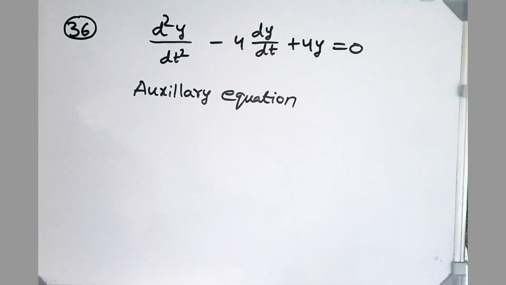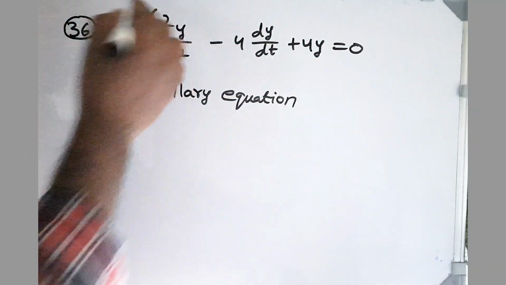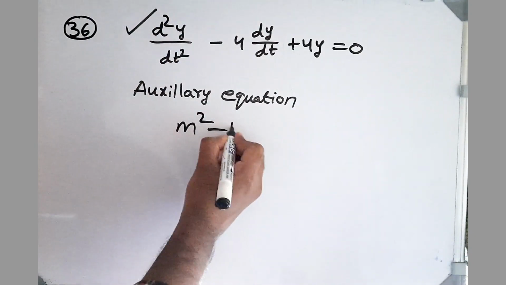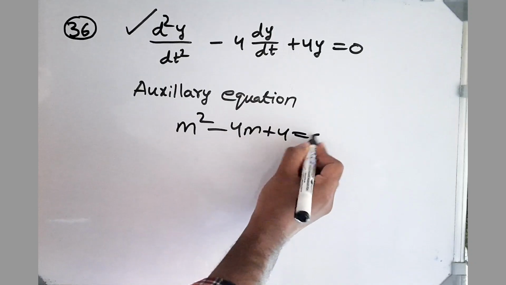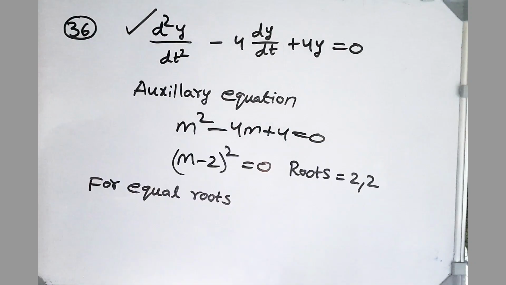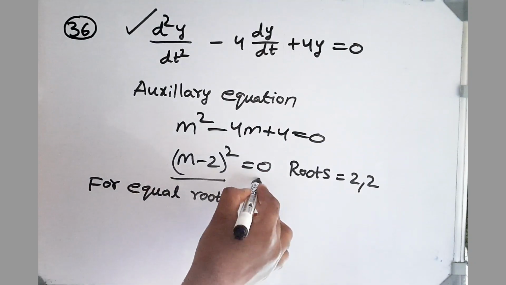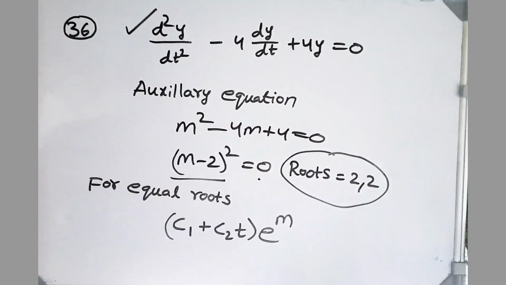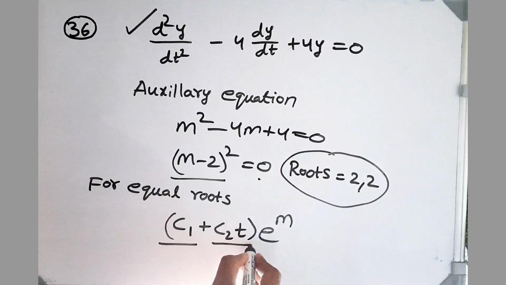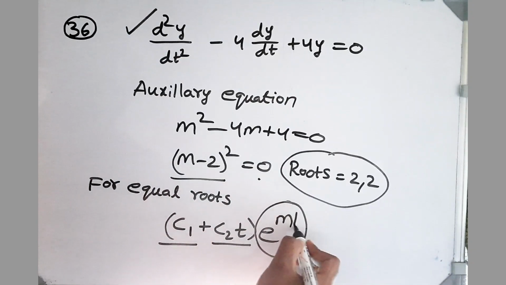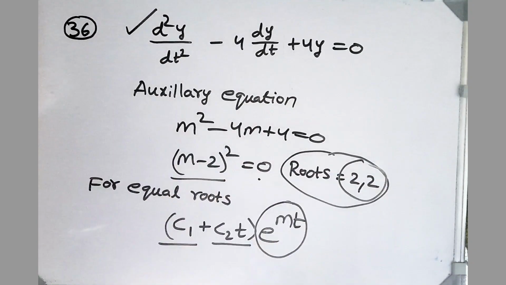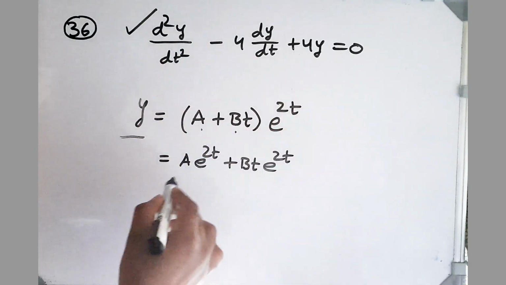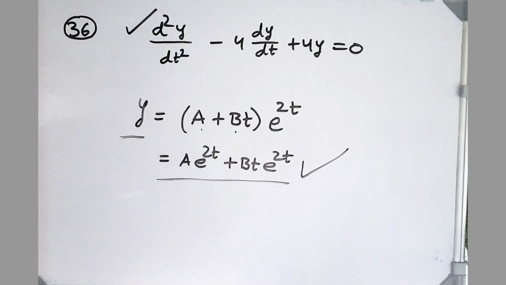Friends, question number 36, we need to find the general solution of this differential equation. So the auxiliary equation for this equation is m square minus 4m plus 4 is equal to 0. So (m minus 2) whole square is equal to 0. The roots are 2, 2. If we have equal roots, the general solution is in the form of (c1 plus c2 times t) times e to the power of mt. Here m is our root 2. So friends, y is equal to (a plus bt) times e to the power of 2t. On expanding, we get our answer.